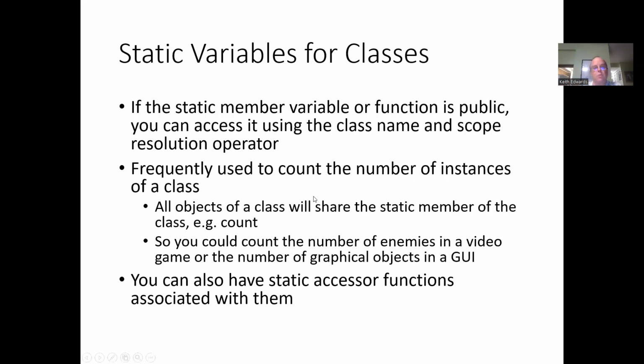So you might be thinking, well, where might this be useful? If the static member variable or function is public, you can access it using the class name and scope resolution operator. And we typically use it to count the number of instances of a class. For example, if we're in a GUI environment, how many windows do we have, or how many buttons are available within the form. And we can do that because all objects of the class will share the same static member.